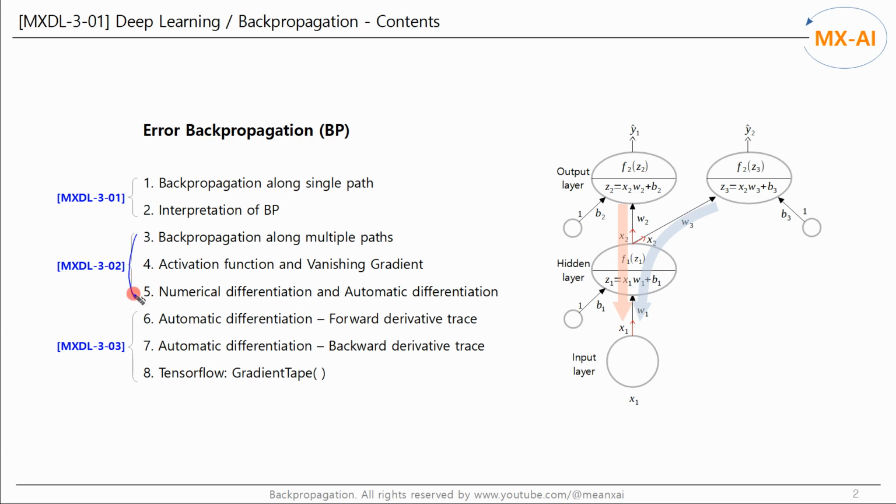So far, we have looked at the error backpropagation on multiple paths and looked at gradient finding algorithms. In the next video, we will take a closer look at the automatic differentiation algorithm.